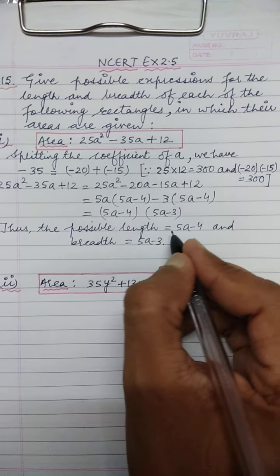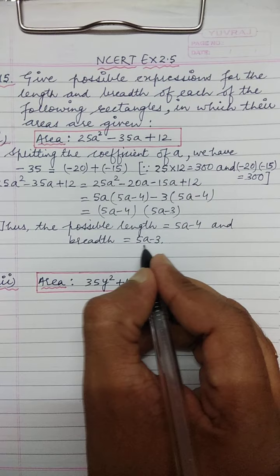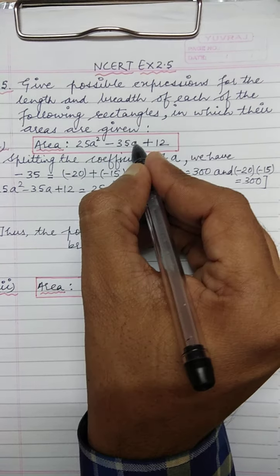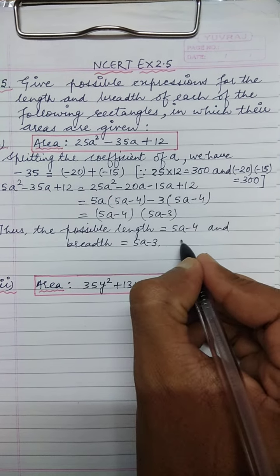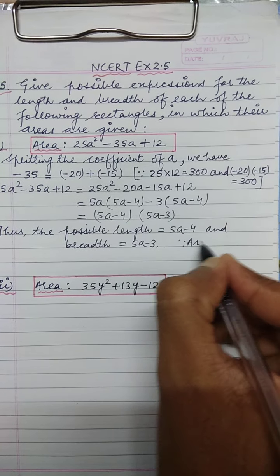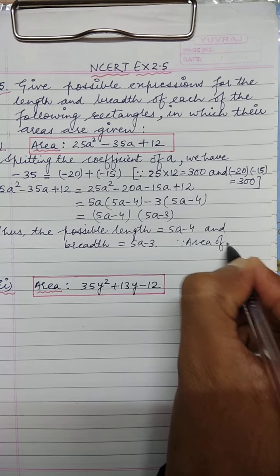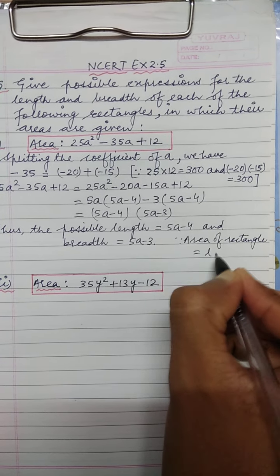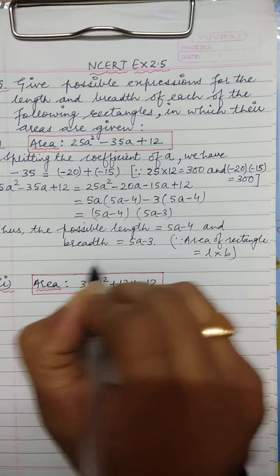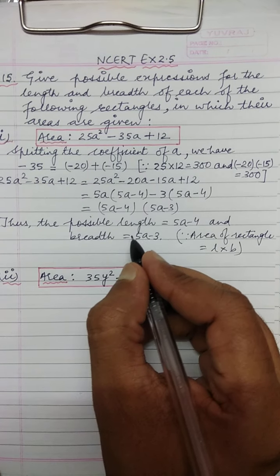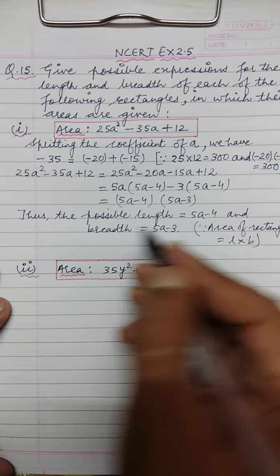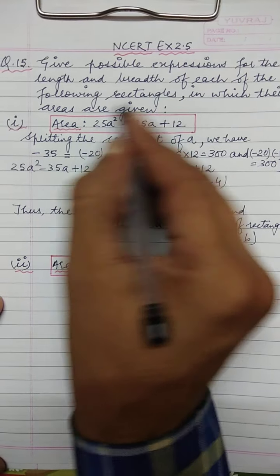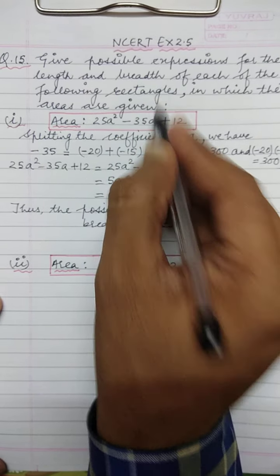And why are we taking length as 5a minus 4 and breadth as 5a minus 3? Since we have been given the area of the rectangle, and we know that the area of a rectangle is equal to length multiplied by breadth. So in this way we can get the possible expressions for length and breadth of the rectangle.